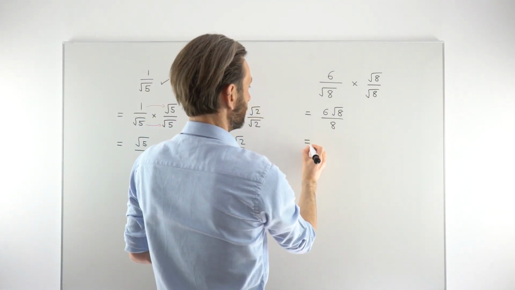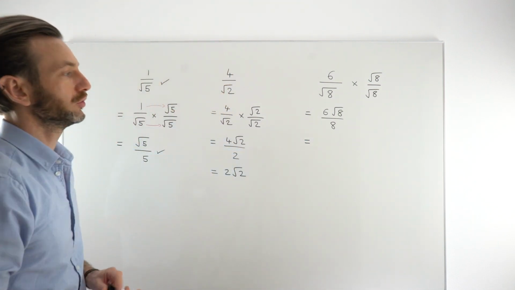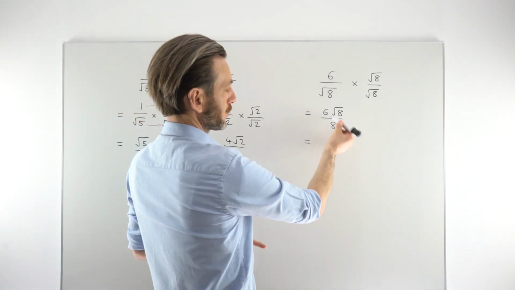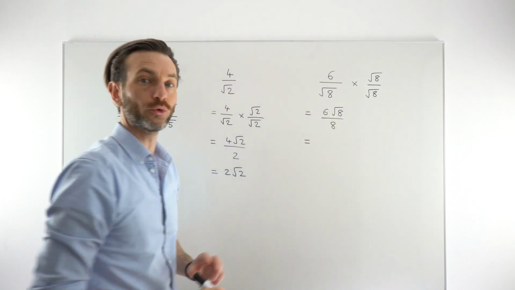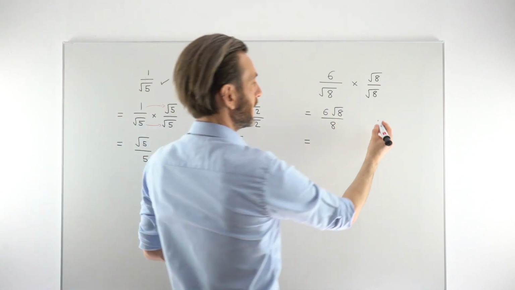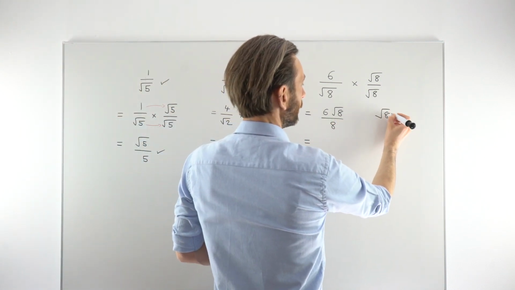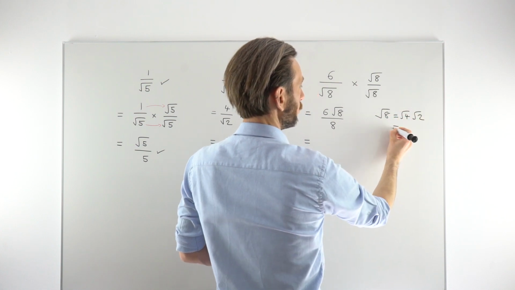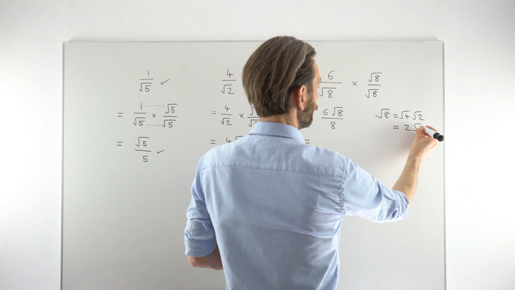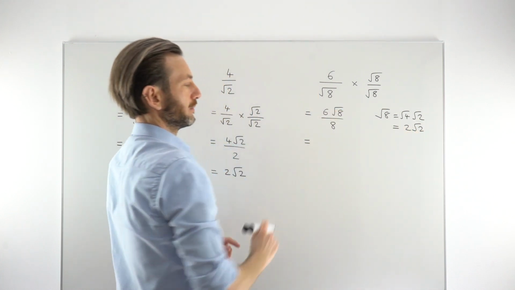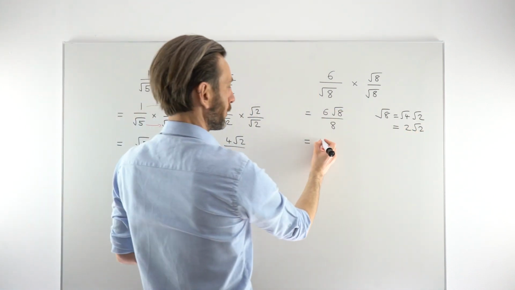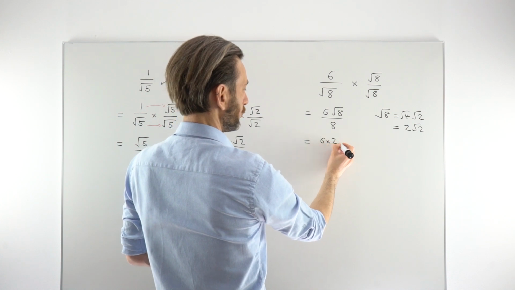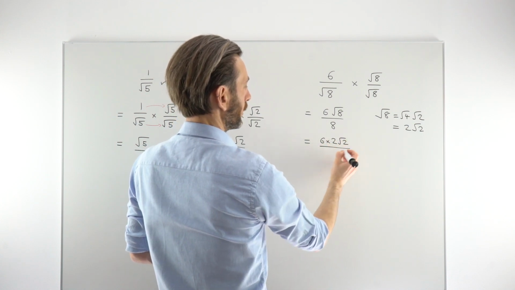Then just starting to tidy up. This one will go a bit further for two reasons. One, the overall fraction will simplify, but root 8 can also be simplified. So root 8 is root 4 root 2. Root 4 is 2, square root 4 is 2, so we get 2 root 2. So this root 8 can be rewritten as 2 root 2. So we're going to change that to 6 times 2 root 2 over 8.